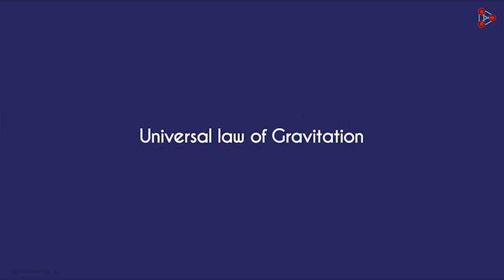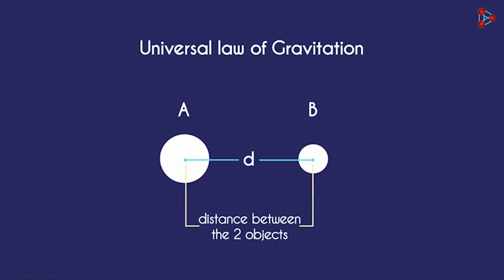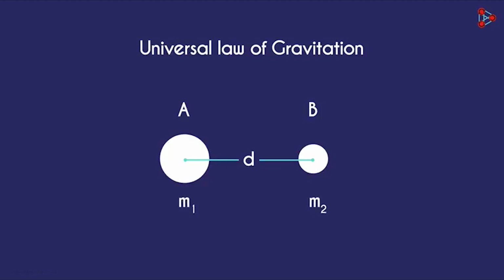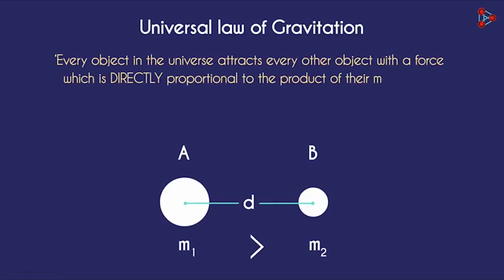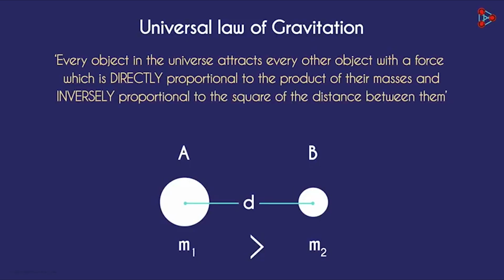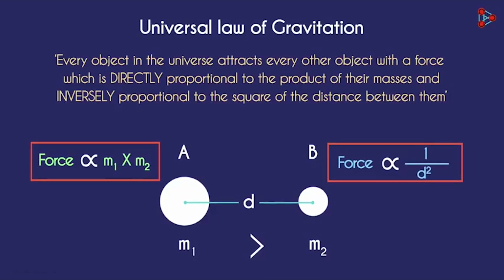Consider two objects of mass A and B. The distance between the centers of mass is considered the distance between the two objects, not the distance between the surfaces. Assuming the mass of object A is m1 and the mass of object B is m2, and that the mass of A is bigger than the mass of B, the law of universal gravitation states that every object in the universe attracts every other object with a force that is directly proportional to the product of their masses and inversely proportional to the square of their distance.